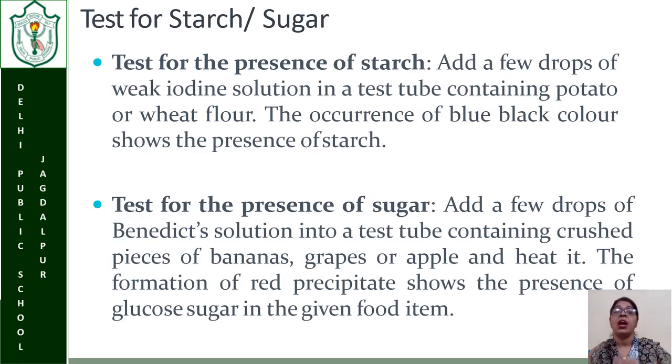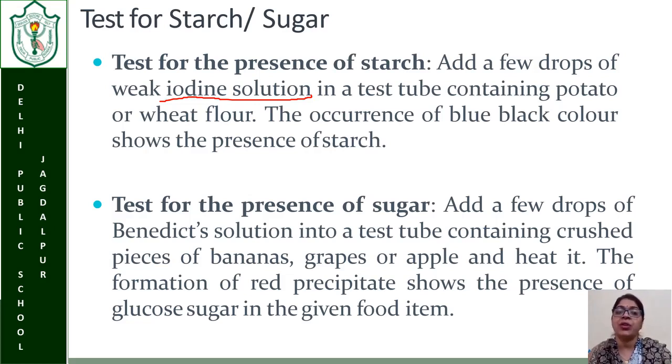Just to remember, what is the test? Whenever we need to test for starch, we need an important chemical, that is iodine. This you remember. For the test of starch, we need iodine solution. So if you want to check whether starch is present in any food item or not, we need iodine solution. Now, how do we do it? Suppose we take a potato, cut it into a slice, and add a few drops of iodine solution on the slice.